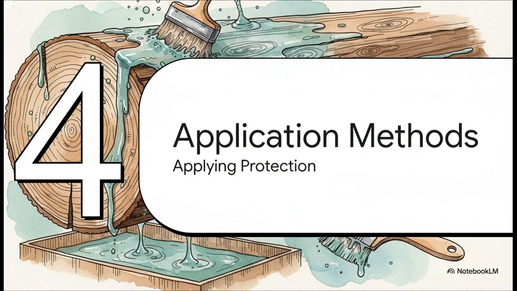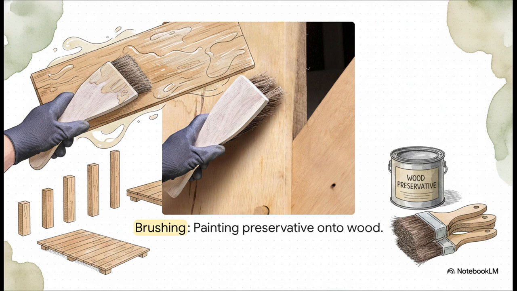Let's look at Section 4, methods of application, getting the protection onto the wood. So how do we get this stuff onto the timber? Well, brushing is the most straightforward traditional method out there. You literally just paint the liquid onto the wood. It's incredibly easy, but it only really provides a shallow, superficial layer of protection, making it best for minor, low-stakes projects.